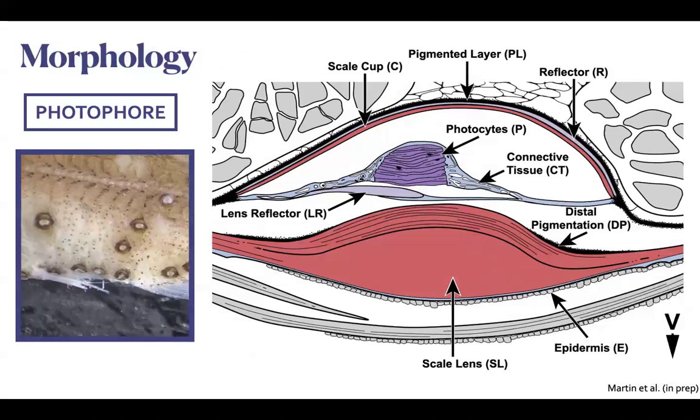So to give you an idea of some of the structure, this is the outside of the body and it's got scales. Each photophore has a scale lens, and that lens is a modified scale that's been thickened and acts to direct light. You have photocytes, the things that produce the light. And then closer to the inside of the body, you've got something called a scale cup. You have a pigmented layer, and between the scale cup and the pigmented layer, you have a reflector. That is like a reflection disc, so any light that goes towards the body is bounced and angled out into the ocean.